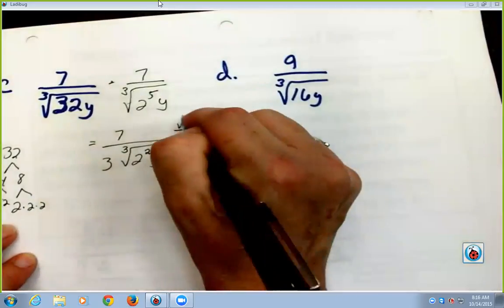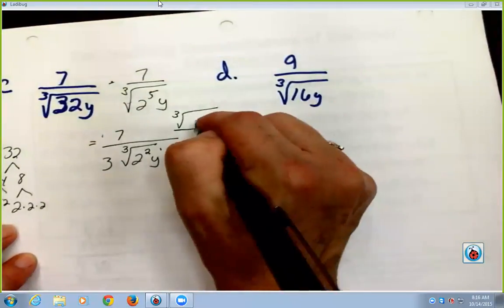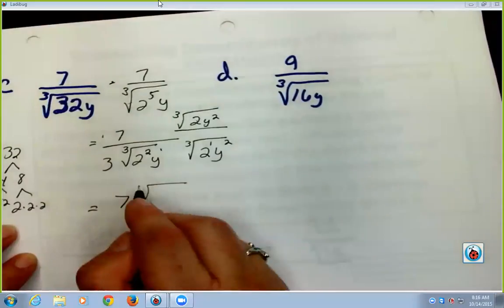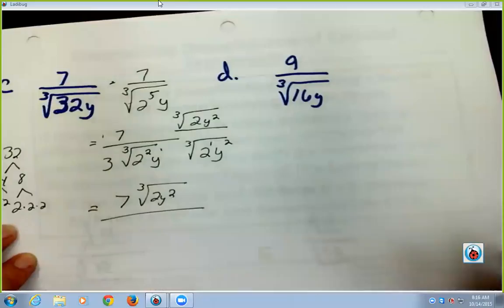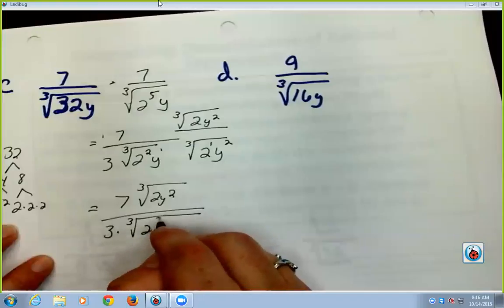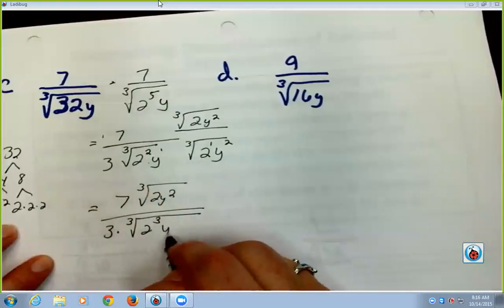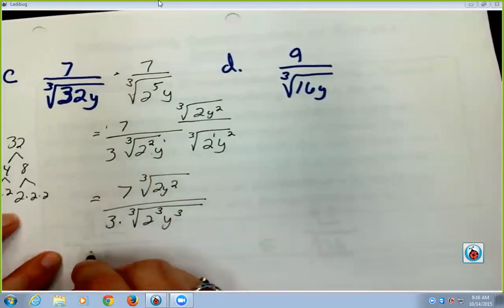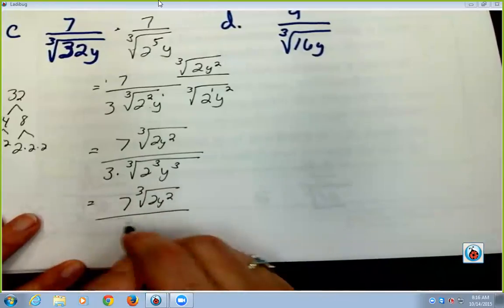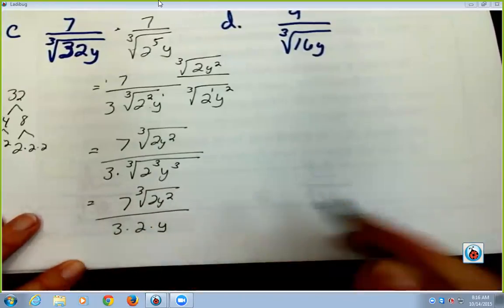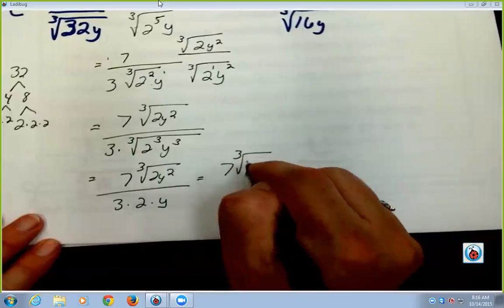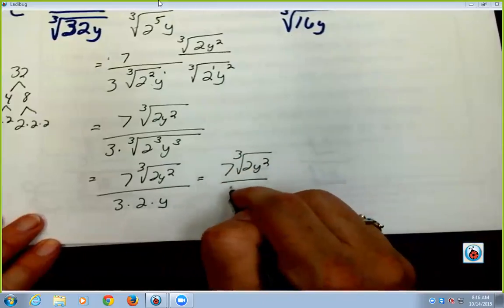So on the top, I'm going to also do the same thing and multiply this 7 by 2y squared. So what am I left with? 7 times 2y squared in the top. The bottom, I have 3 times the cube root of 2 cubed when I put my 2's together, y cubed when I put my y's together. So then finally my answer is 7, the cube root of 2y squared, all over 3 times 2 times y. And then this will equal 7, the cube root of 2y squared, all over 6y.